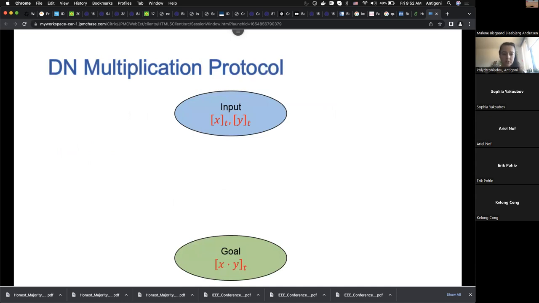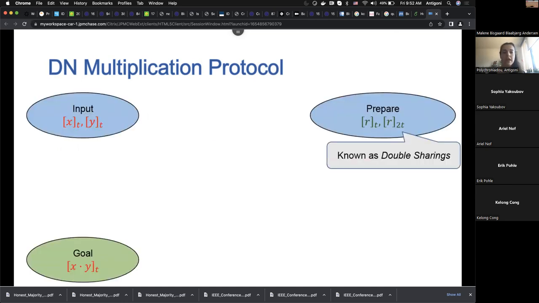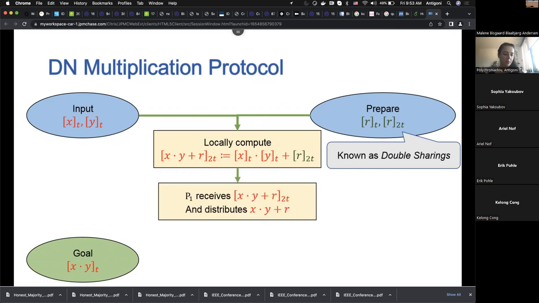Let's see how the Damgård-Nielsen protocol works. As I said, when we multiply, the degree rises, so how can we accommodate for that? It is assumed that we can have double sharings, which we can have even before the inputs are decided. So assume we have sharings of some random value r of degree t and degree 2t. We multiply the two shares and then add the random sharing of degree 2t. Then, say we have a king party P1. Everybody sends their shares of the masked result to the king, and he has enough shares to reconstruct and get the answer.